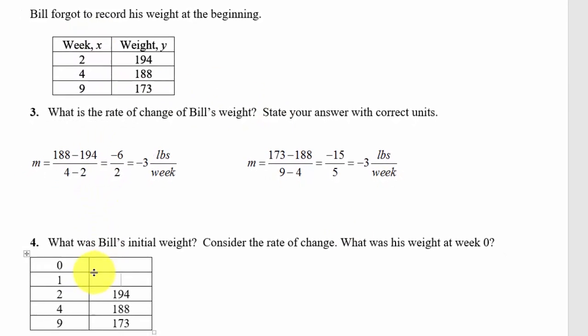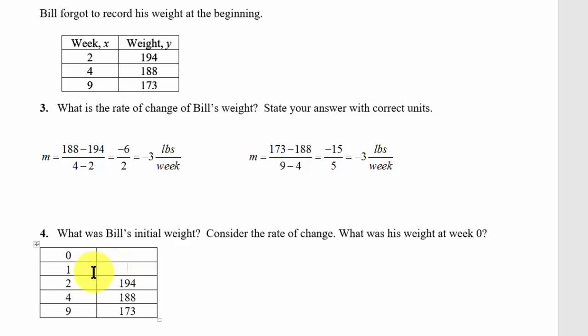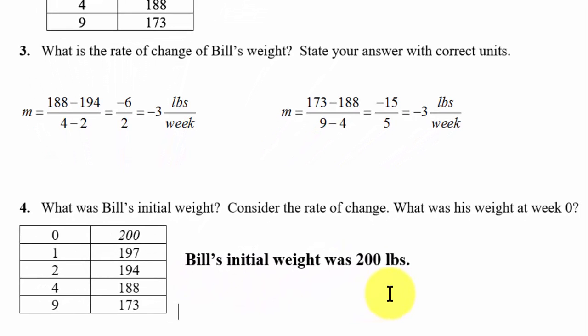So I took this table and I just added two more rows, right, to represent week 1 and week 0. So if Bill was 194 pounds in week 2, he would be 197 pounds in week 1, right? Because if he's losing 3 pounds per week, that means each preceding week he'd be 3 pounds heavier. So in week 0, he would be 200 pounds. He loses 3 pounds to come down to 197, loses 3 pounds to come down to 194, and so on. So I think Bill's initial weight would be 200 pounds. So I'll just write my answer. Bill's initial weight was 200 pounds.